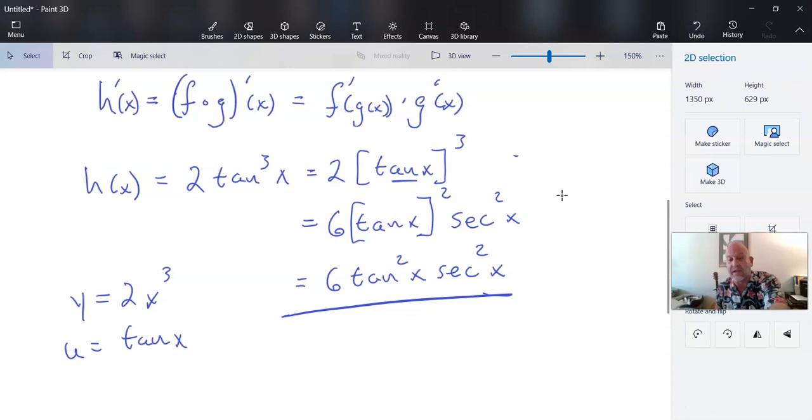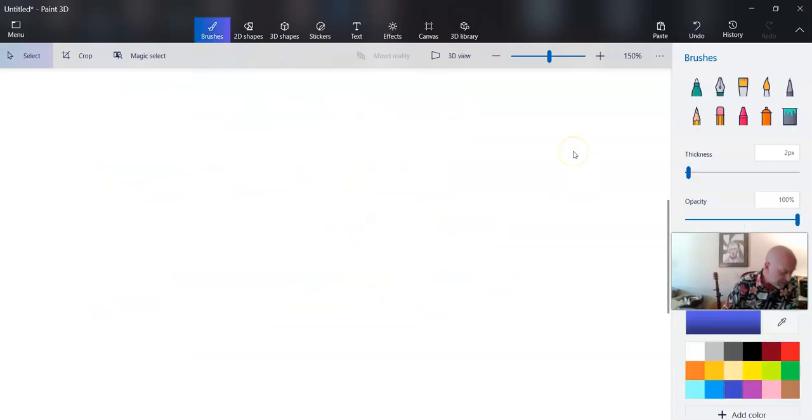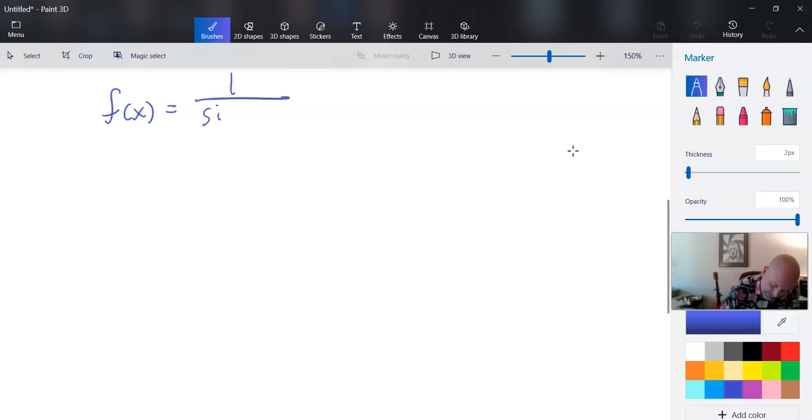Okay, so let's take a look at another one here. Let's say I have f of x is equal to 1 over sine x times cosine x to the third. Okay, so there's some stuff we can do.